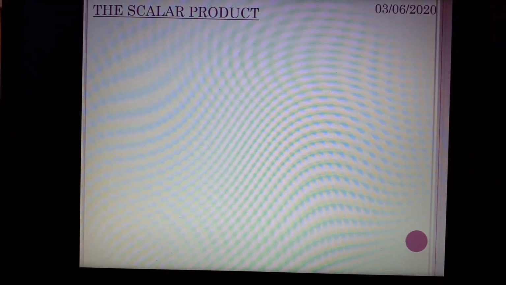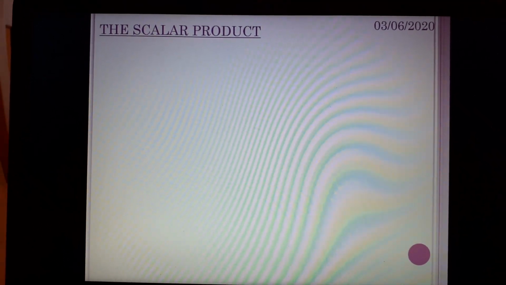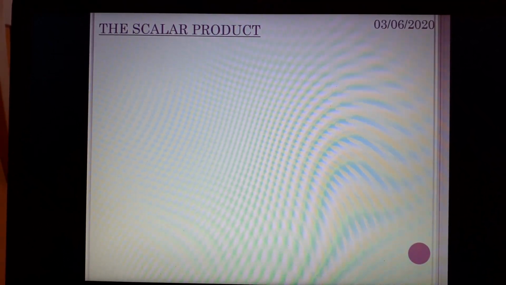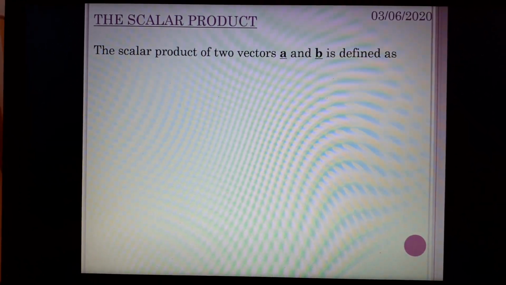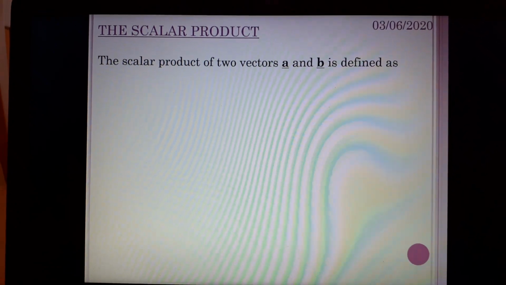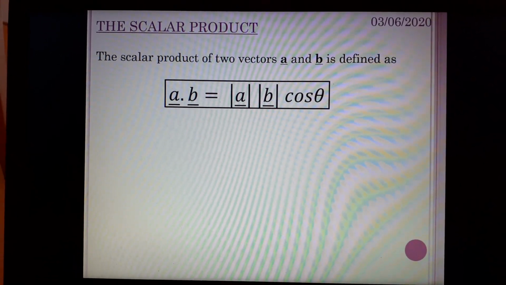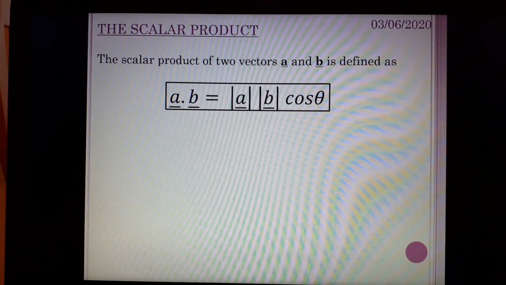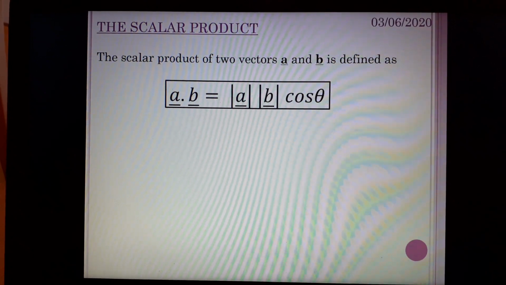Good morning, and today we will be looking at the scalar product. The scalar product of two vectors a and b is defined by a formula, and this formula is on the formula list. Now a dot b is the way we write the scalar product, and it comes from multiplying the vectors together.